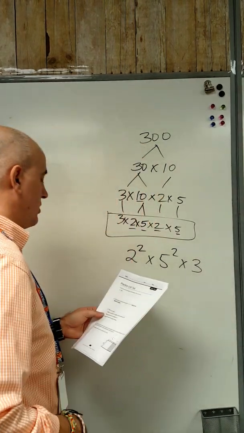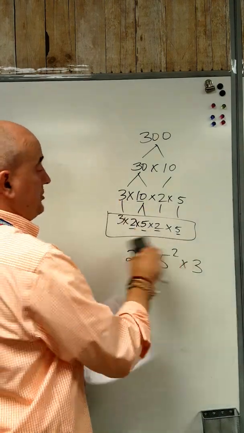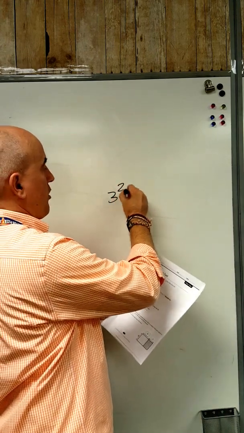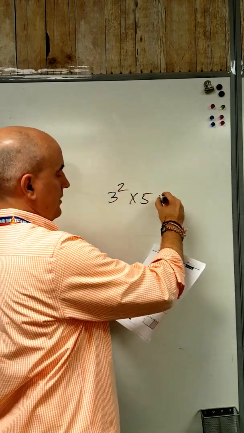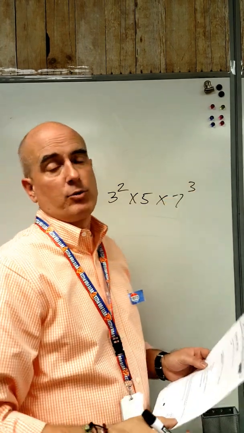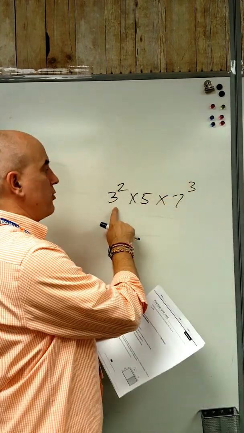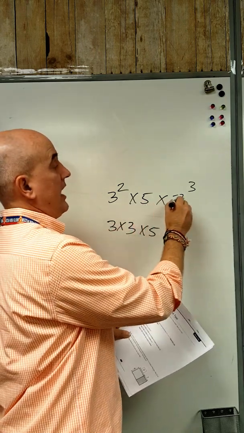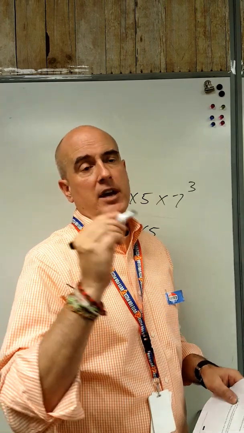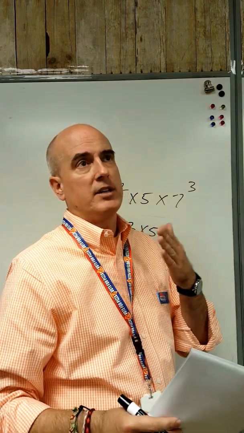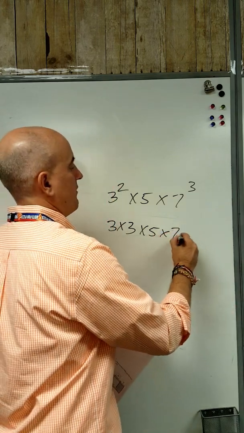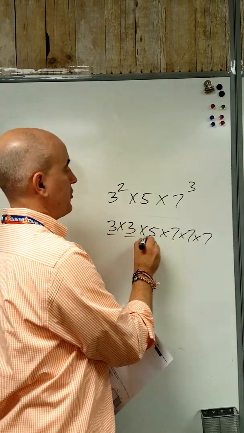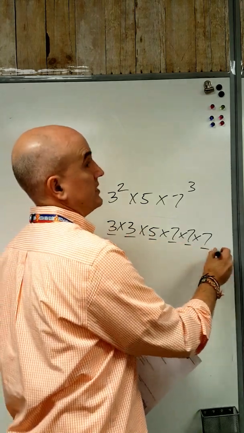Okay, question number 2 says, what number has the prime factorization 3 squared times 5 times 7 to the third power? So again, practicing with exponents, we know that 3 squared is 3 times 3, and then we do times 5, and then 7 to the third power means 7 times 7 times 7, 3 sevens. So to solve this, we would multiply 3 times 3 times 5 times 7 times 7 times 7.